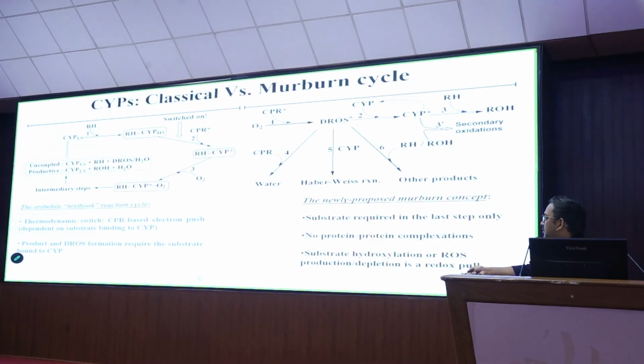So, more facile, better, easier for the substrate hydroxylations or the reactions to actually proceed further. The product from ROS formation requires, and what is the driving force here? It is the thermodynamic pull, not the binding of the substrate, right? So, it is much more feasible. Thermodynamically, it is a much better explanation than the erstwhile hypothesis.